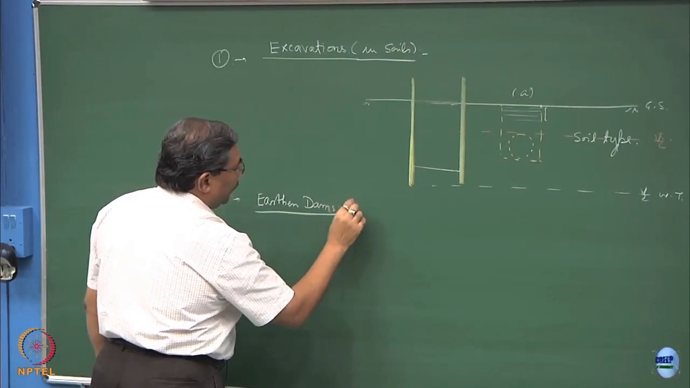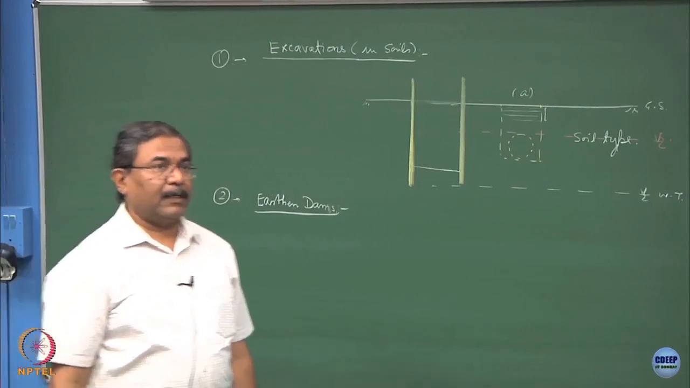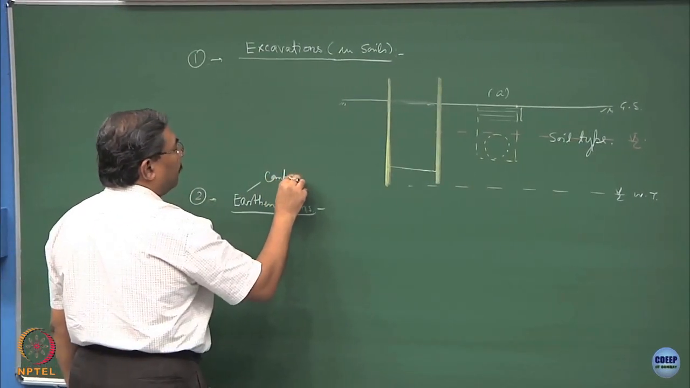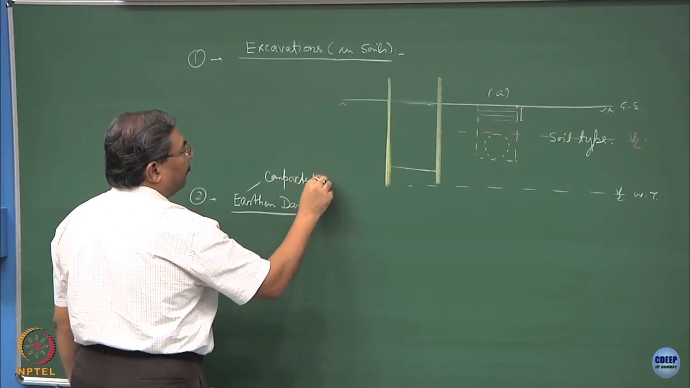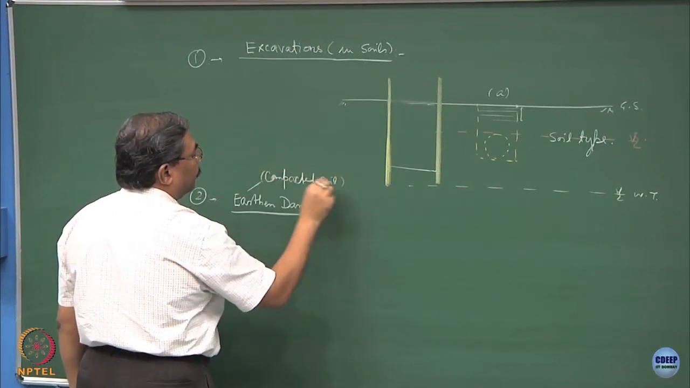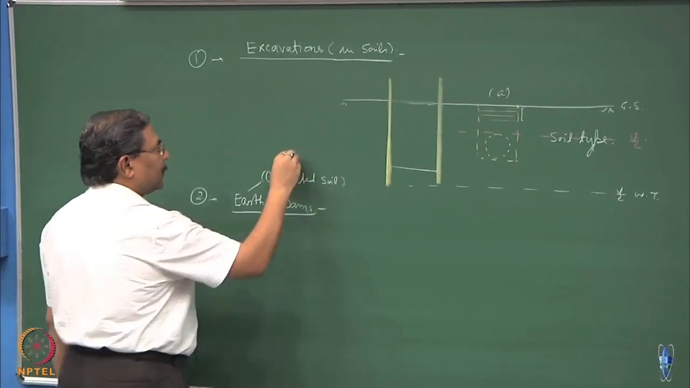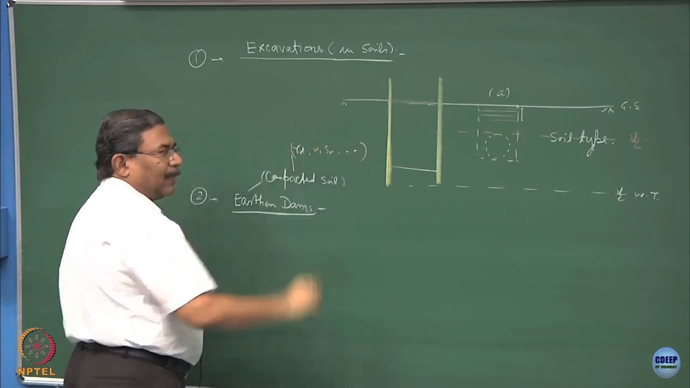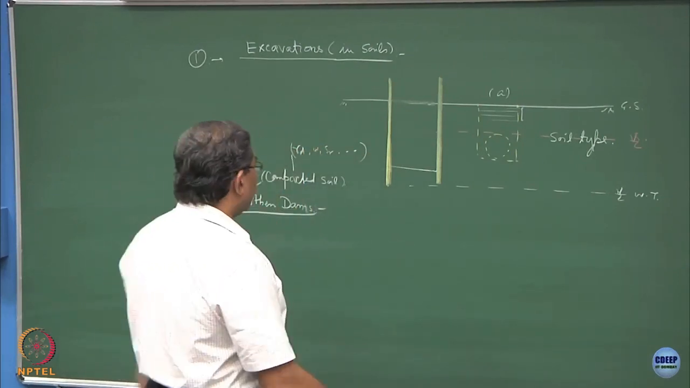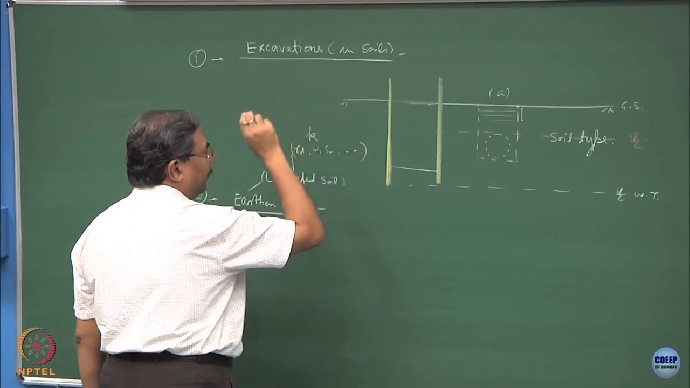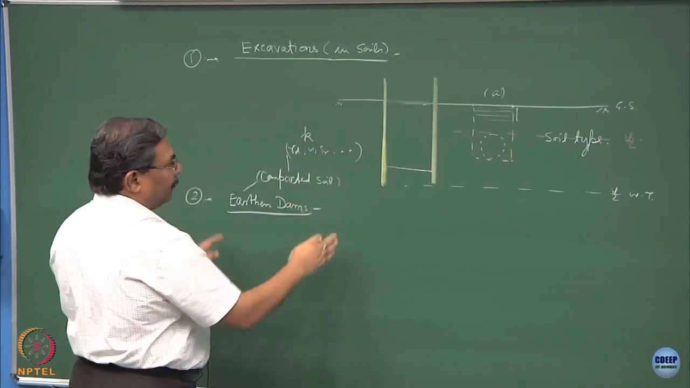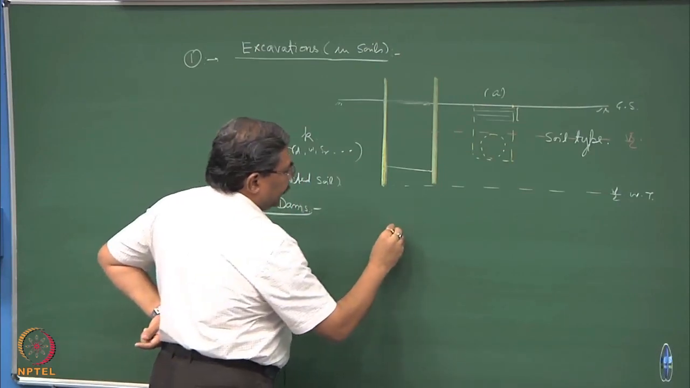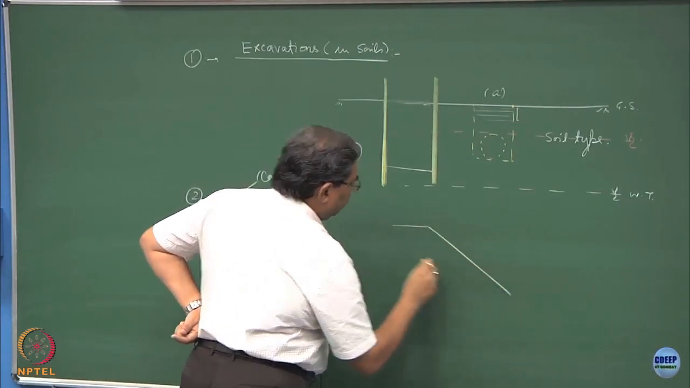Earthen dams are the dams which are made up of compacted earth or compacted soil. So, you know how to compact the soil at a given gamma D and W and saturation and so on, that knowledge is used. We have already studied the concept of hydraulic conductivity K, that means the material properties are well defined.